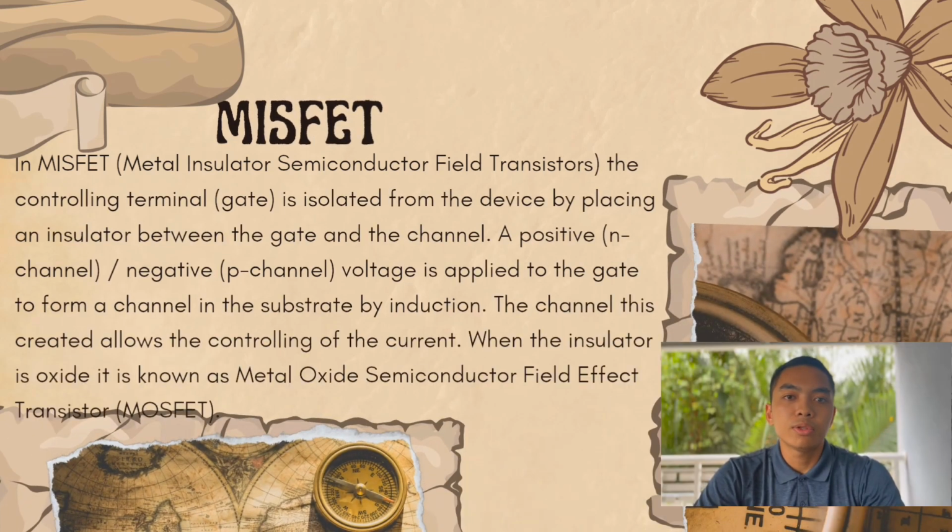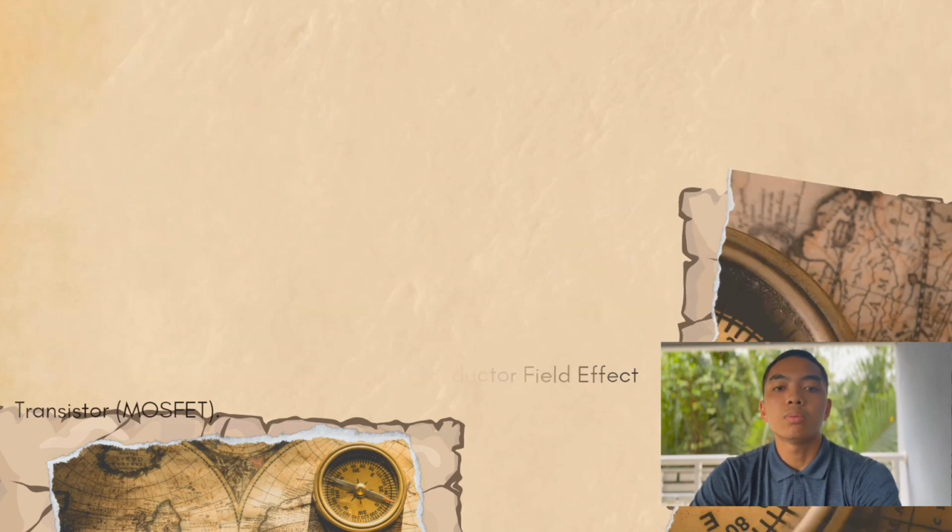Okay, MISFET. In MISFET, metal insulator semiconductor field effect transistor, the controlling terminal gate is isolated from the device by placing an insulator between the gate and the channel. The channel voltage is applied to the gate to form a channel in the substrate by induction. The channel allows the controlling of the current. When the insulator is oxide, it is known as metal oxide semiconductor field effect transistor, MOSFET.